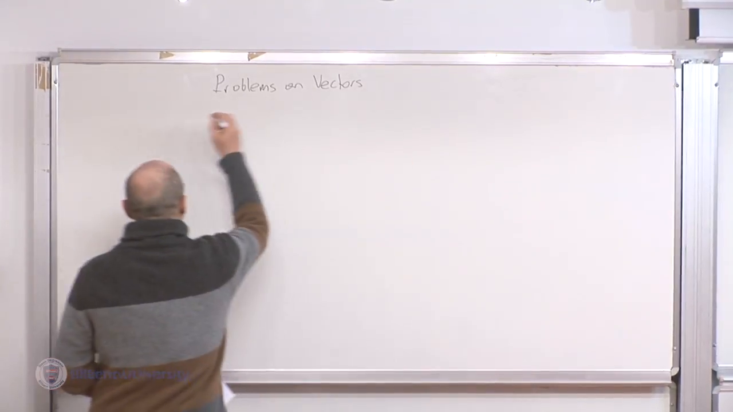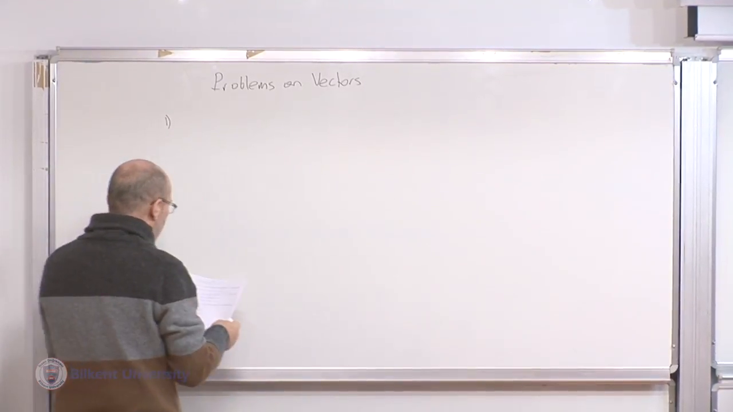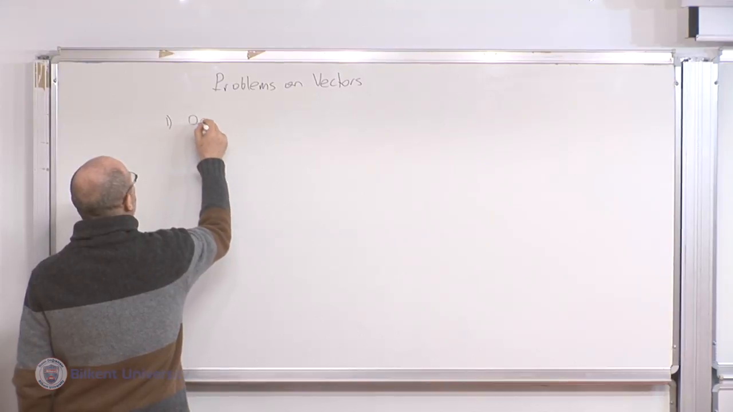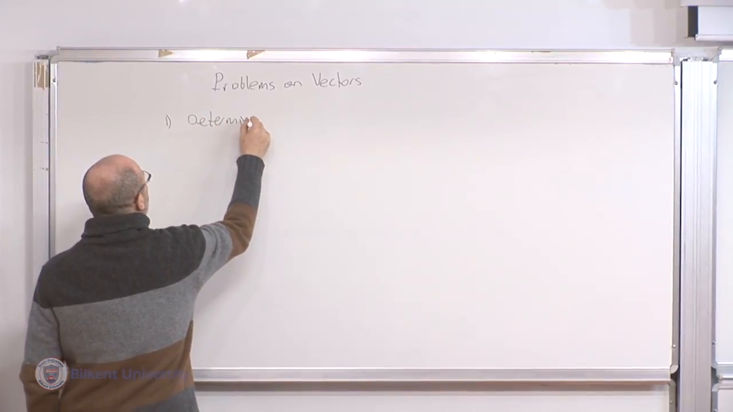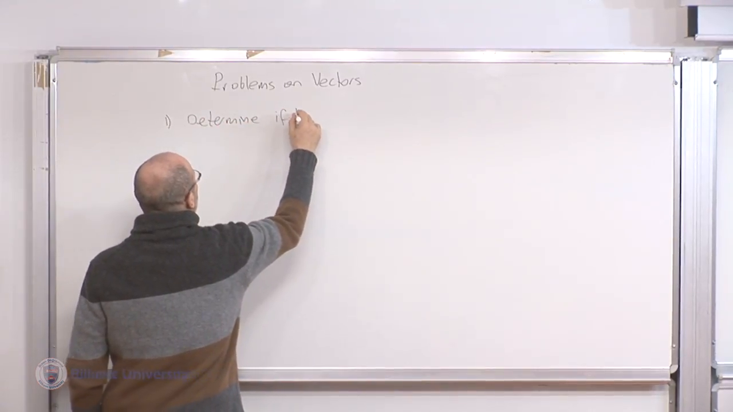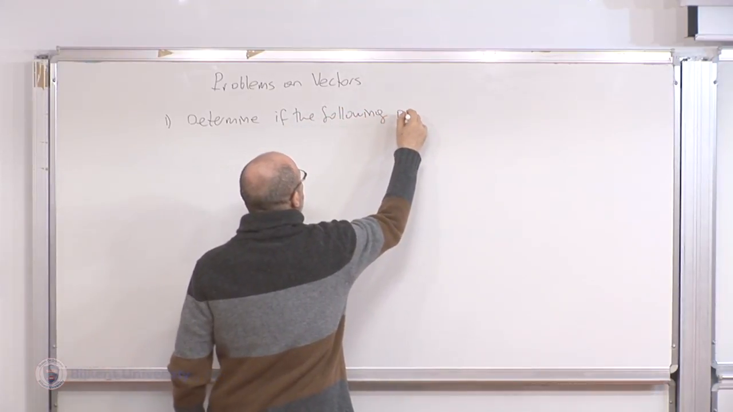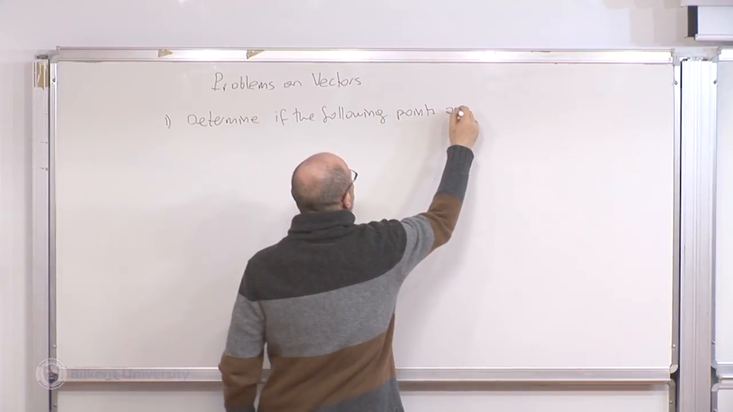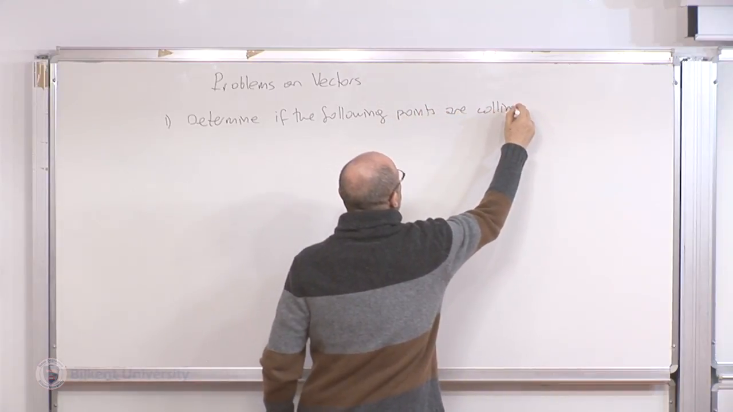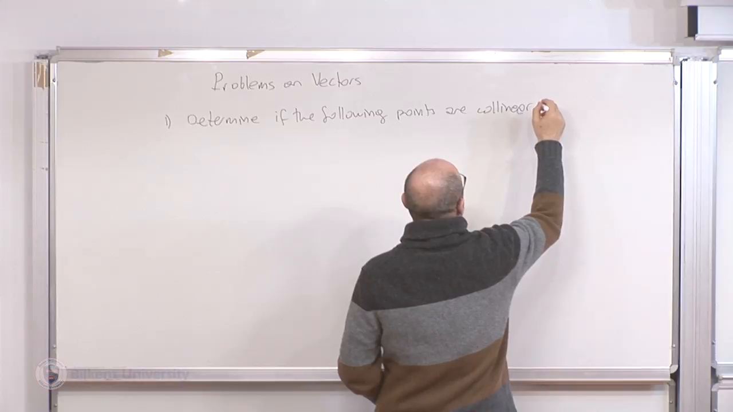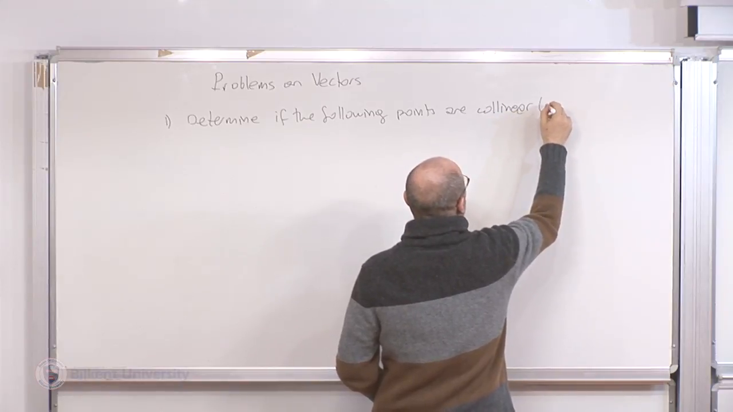Okay, so let's say the first problem is: determine if the following points are collinear. Collinear means along the same line.